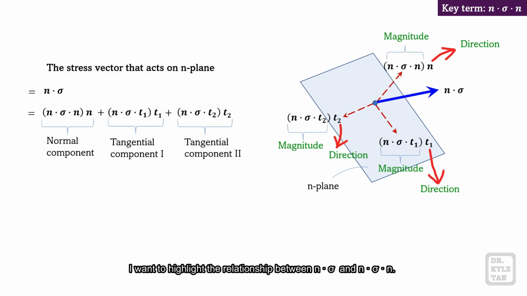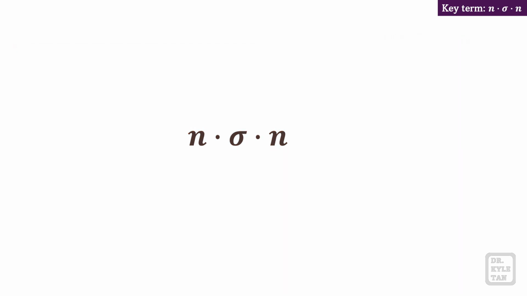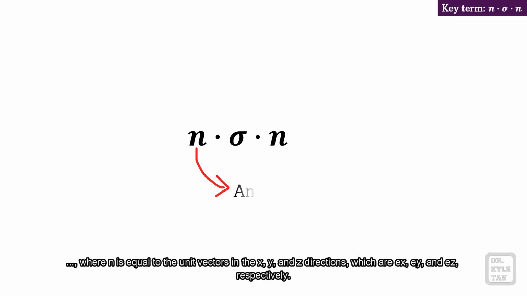I want to highlight the relationship between n dot sigma and n dot sigma dot n. This red box shows the mathematical description, and the right side diagram gives the corresponding visual description. In the term n dot sigma dot n, n can be a unit vector in any direction. We now look at some interesting cases where n is equal to the unit vectors in the x, y, and z directions, which are ex, ey, and ez, respectively.